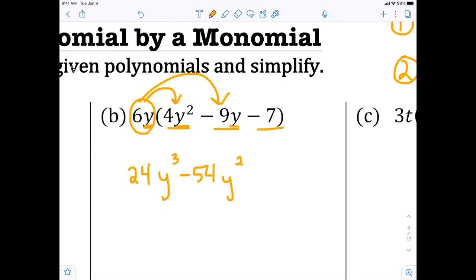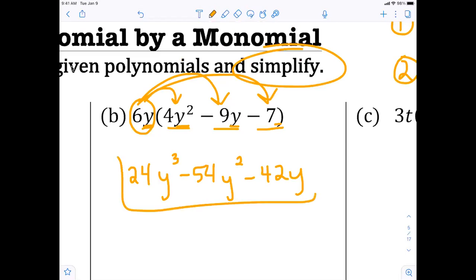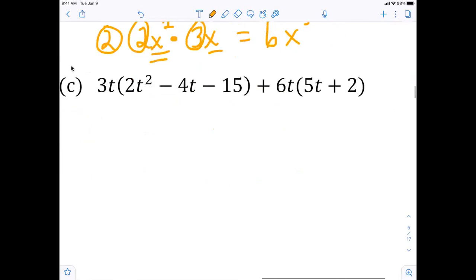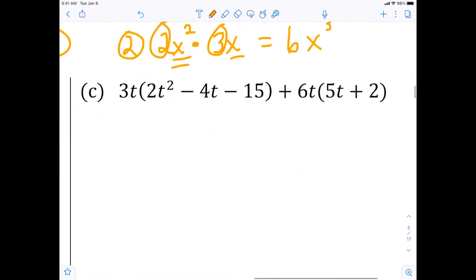And last but not least, we have our 6y times our negative 7. 6 times negative 7 is negative 42. Now it looks kind of odd. There's 1 y. I'm not multiplying by any more y's. It just means that 1 y, it's not going to change. There's only 1 y that's ever being multiplied. Now I would check, remember simplify, I do want to check to see if there's any like terms. There's not. So that is my final answer. So I want you guys to pause your video and try example C.